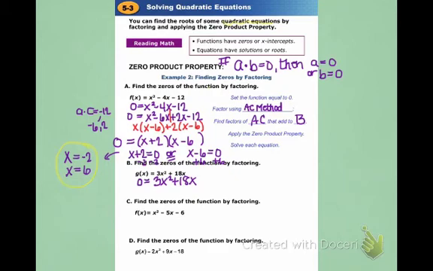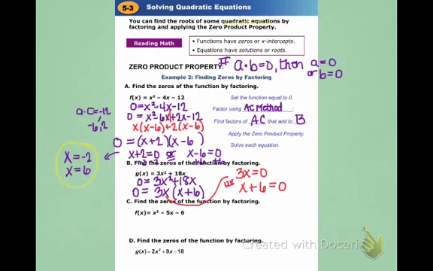So if I were to take out the greatest common factor of 3x squared and 18x, it would be 3x. So I'm going to take out that 3x, and I'm left with x plus 6. And what that means then, using the zero product property, is that either 3x must be equal to 0, or x plus 6 must be equal to 0. And I can solve those two equations, and that'll give me my two solutions, which we said the maximum number of solutions we could have is 2.